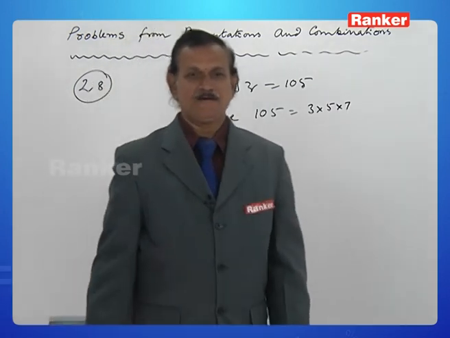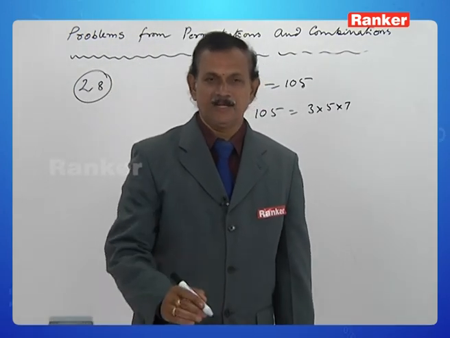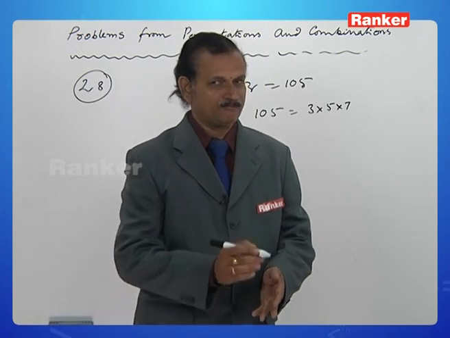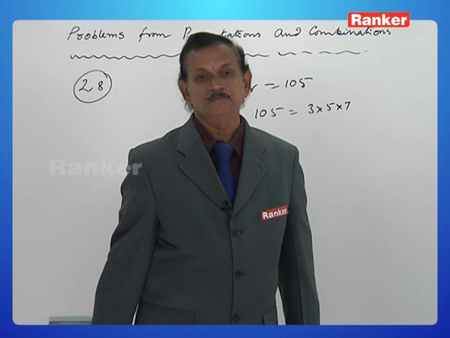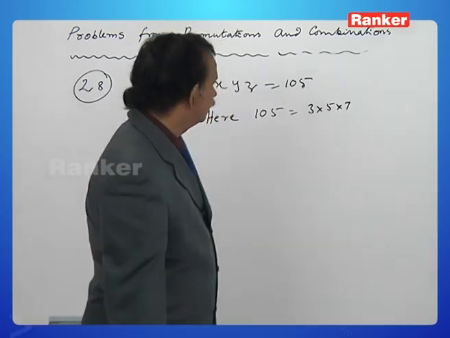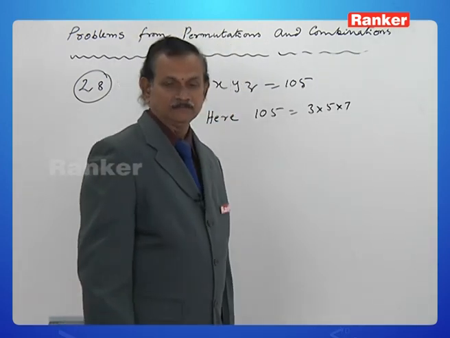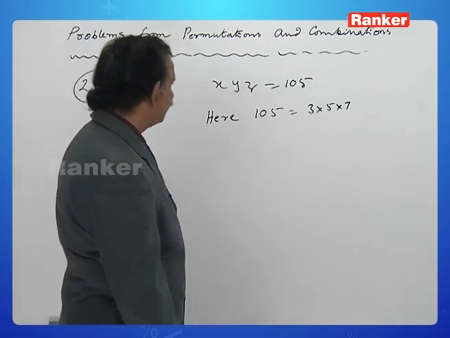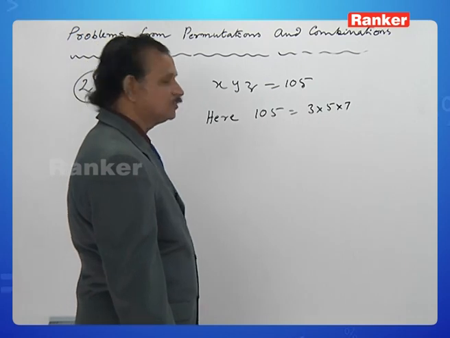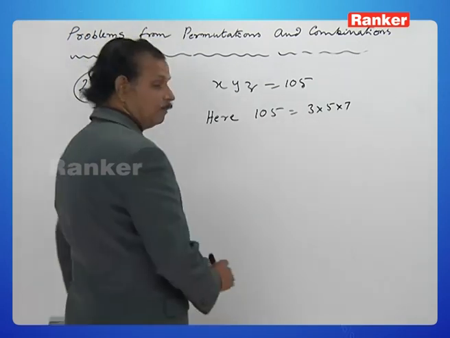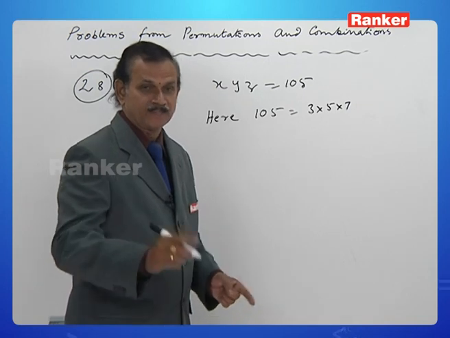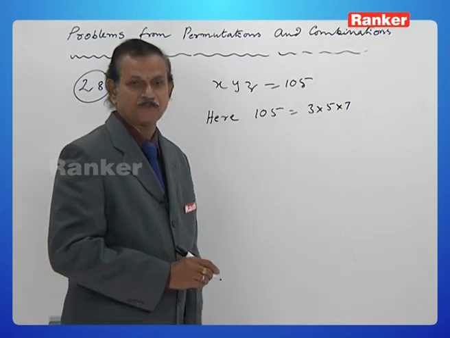Therefore, we have to distribute 3, 5, 7 or their multiples in the form of a triplet, say x, y, z, such that the product is 105, and x, y, z are all different. Well, what will be the positive possible cases? Let us observe. Moreover, they are all different. You should not take 1, 3, 5, 105. You are not supposed to take that.